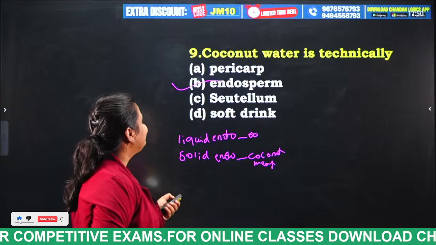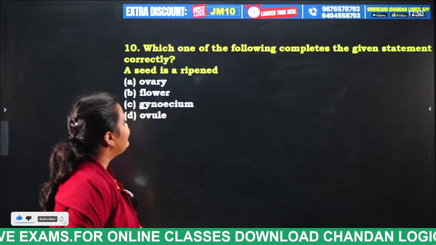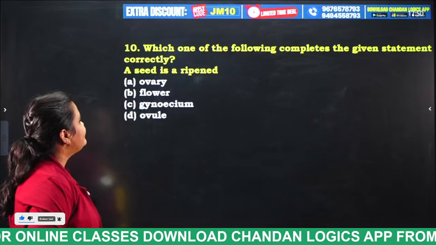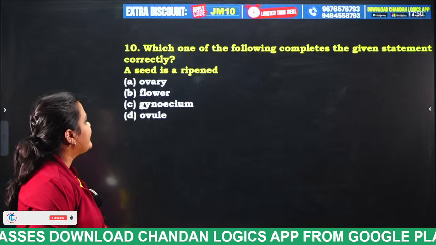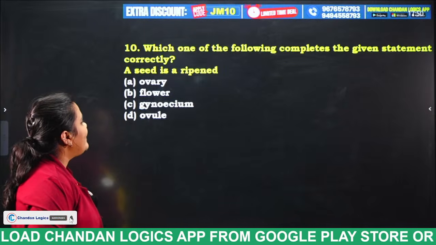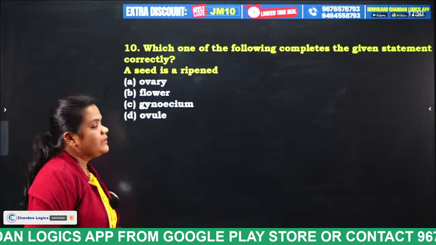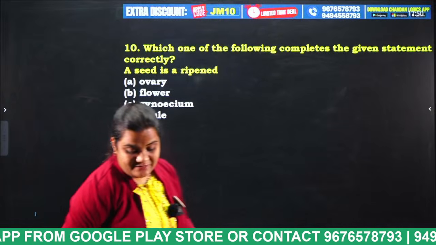Next question. Which one of the following completes the given statement correctly? A seed is the ripened: ovary, flower, gymnosperm, ovule. Now tell me what is the answer for this question.